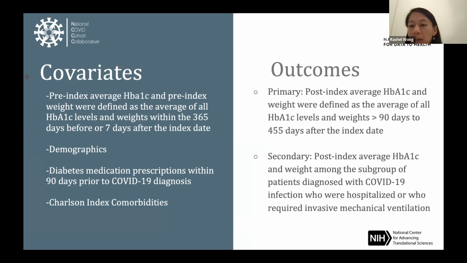For the primary outcome, we were looking at the post-index average hemoglobin A1C and weight, which we defined as the average of all of the A1C levels or the weights from 90 days after infection to 455 days after the index date, because we wanted to give a 3-month period between their acute infection and the time that we were measuring hemoglobin A1Cs, so that we were looking at longer-term hemoglobin A1C and not just infection-related A1C. So 1 year prior to the index date versus 1 year after the index date plus 90 days, with a 90-day wait time in between.